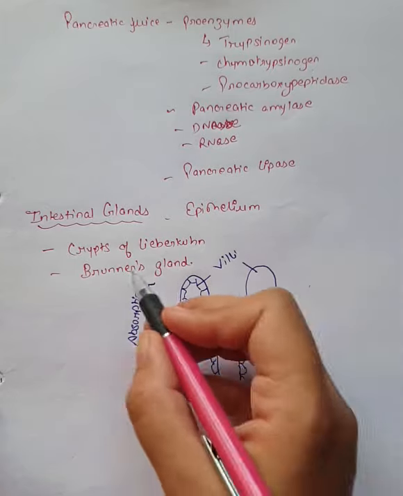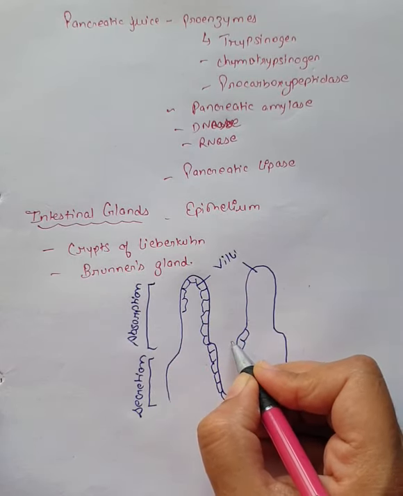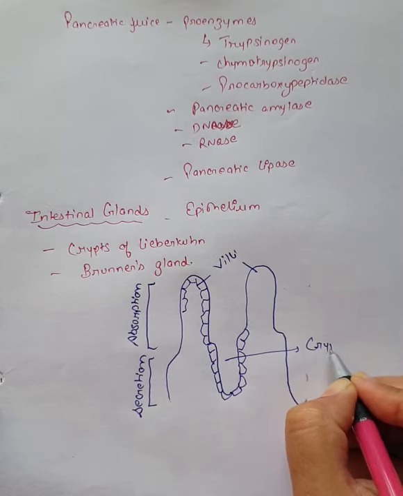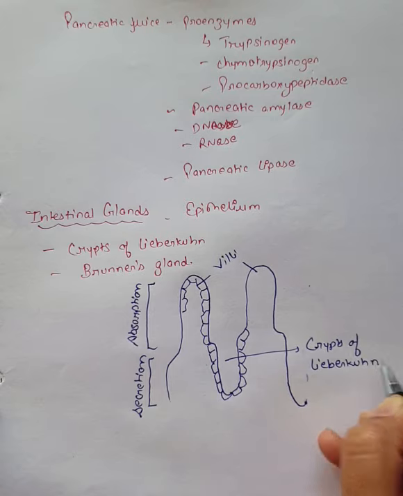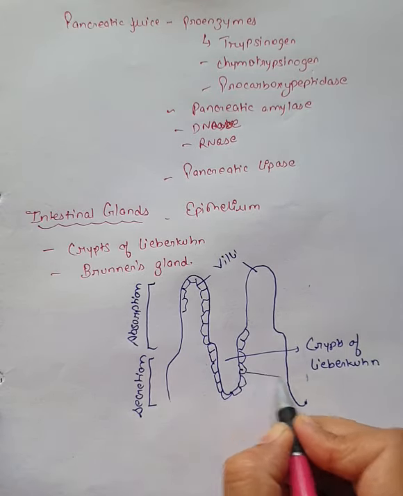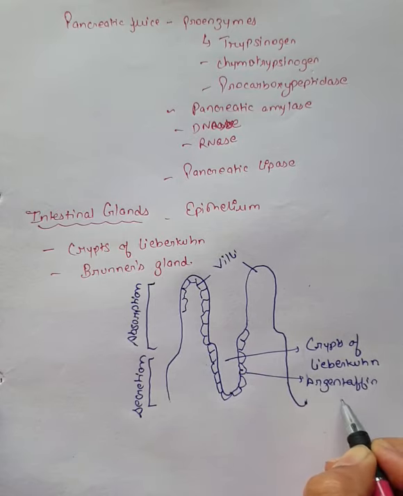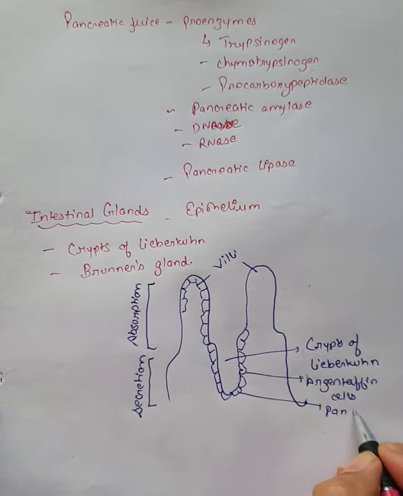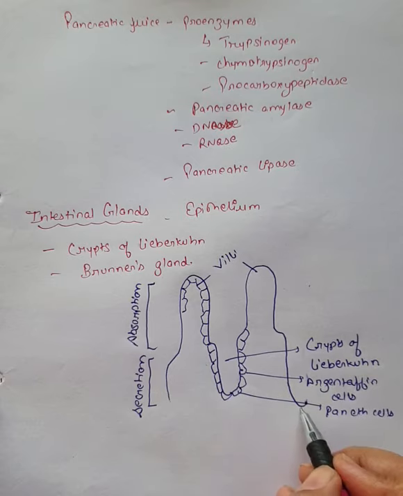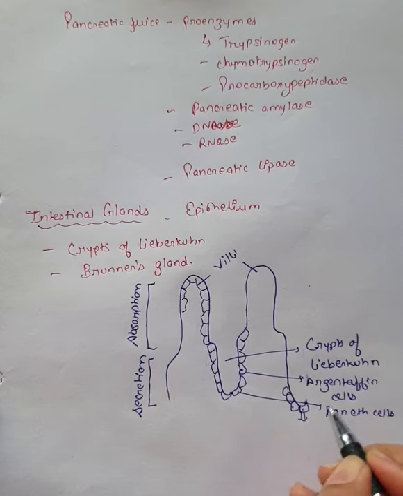If I have to locate the crypts of Lieberkühn, they are present between the villi. The surface between the villi is known as the crypts of Lieberkühn. Here different types of cells are present, like argentaffin cells, which are involved in the secretion of various hormones, and Paneth cells. And at the base, cells are present, and these cells are going to make our Brunner's gland.